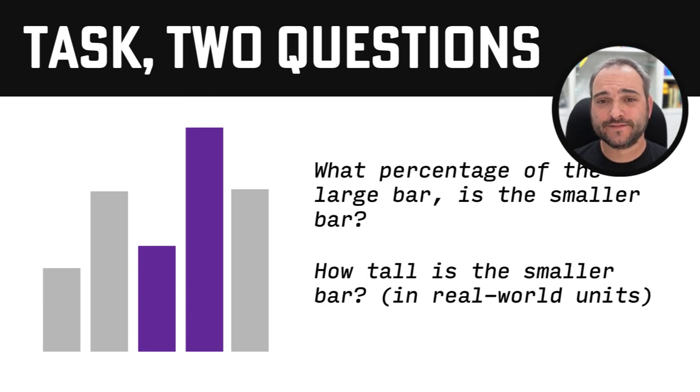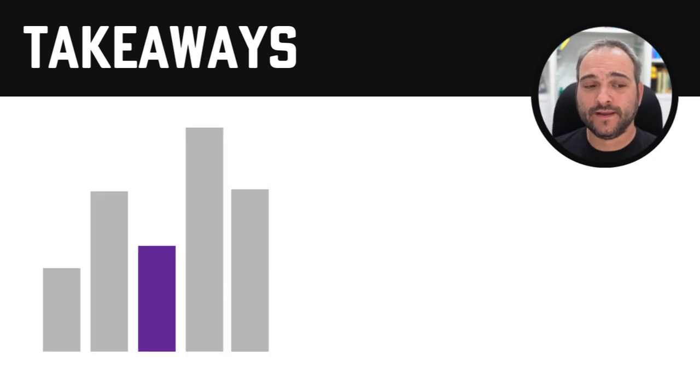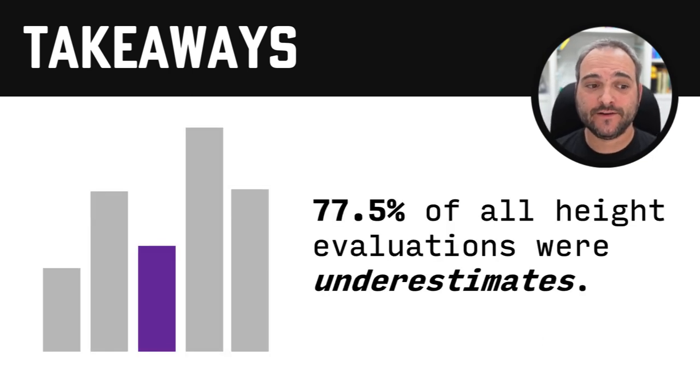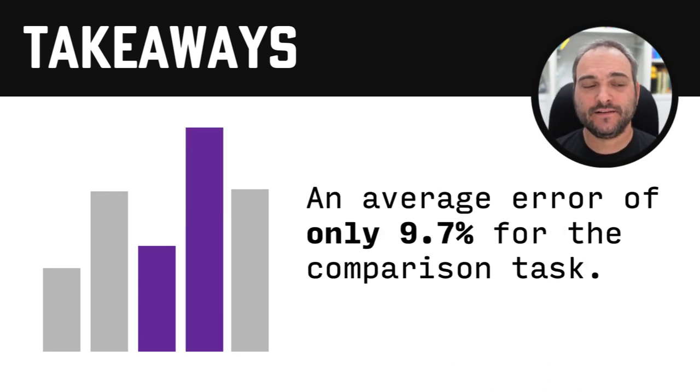And so from this first study, the main interesting takeaways were that around 77% of all height evaluations were underestimates, which confirms that distance compression was indeed generally happening for height evaluations. And secondly, and sort of interestingly, the average error on the height comparison task was only 9.7%, which suggests that while distance compression was a large issue on the absolute value estimation task, it was less of an issue in the comparison task.